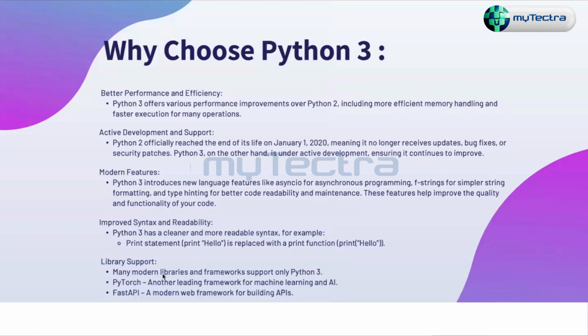Another is that many new modern libraries support Python 3, like PyTorch and FastAPI, and these libraries will not support Python 2. Remember, Python is very version specific. If you have Python 3, you will not be able to use the concepts or frameworks developed on Python 2. So we cannot use Python 2 for PyTorch or FastAPI. So that was one part.